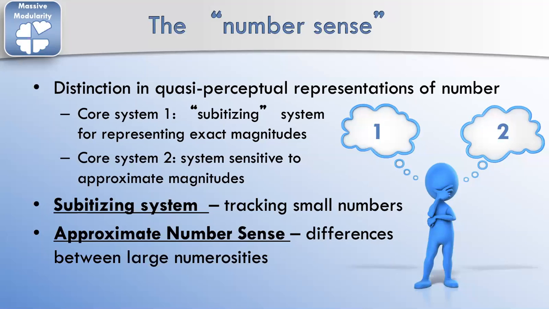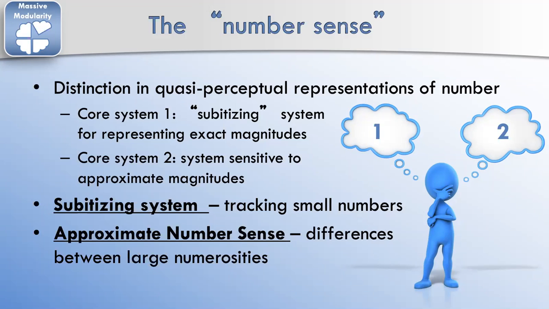Okay, there's other evidence for other kinds of modules. One is this idea that there might be distinct ways of processing quantities. And this isn't just some haphazard thinking. There's experimental evidence I'll show in a little bit. The basic idea is that there's actually multiple ways of representing numbers. One represents specific magnitudes, and the other approximates. And so we might label these the subitizing system, which tracks small numbers, and the approximate number sense, which tracks larger numbers.